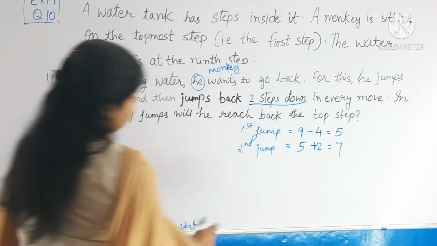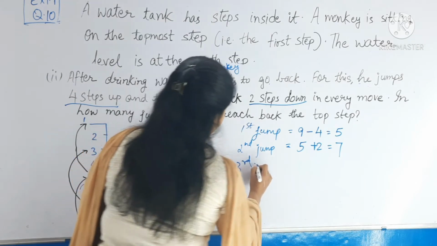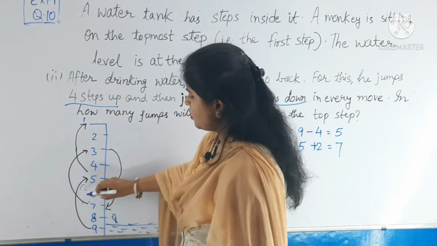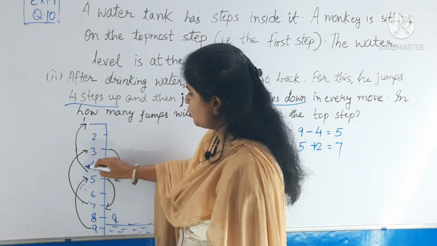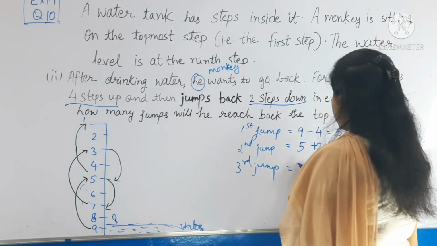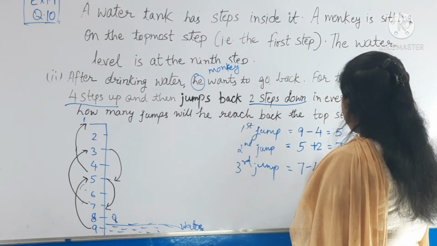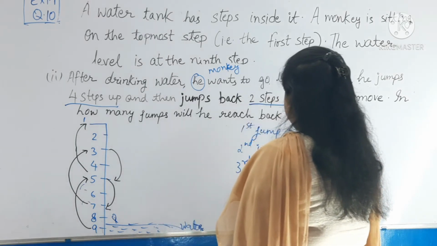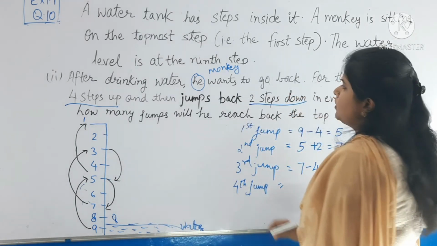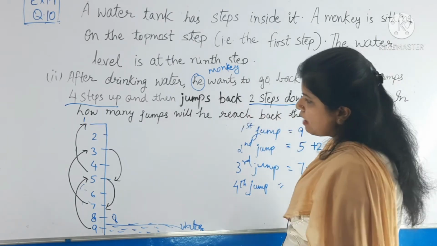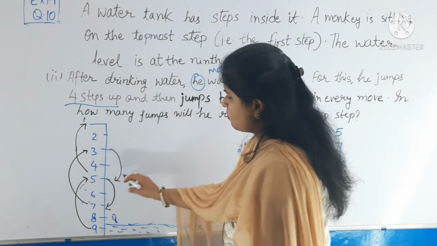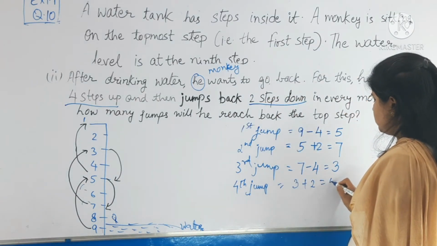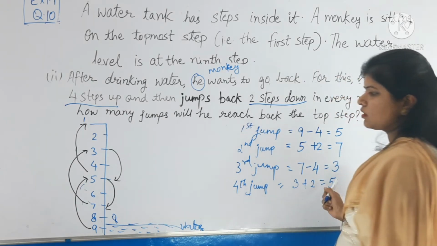After that, again he jumps. Again he jumps four steps up from seven. He is going 1, 2, 3, and 4. Means 7 minus 4 is equal to 3. Then in the fourth jump, again he jumps back two steps down. So from the third step, he is going down. It's 3 plus 2. What will we get? 5.